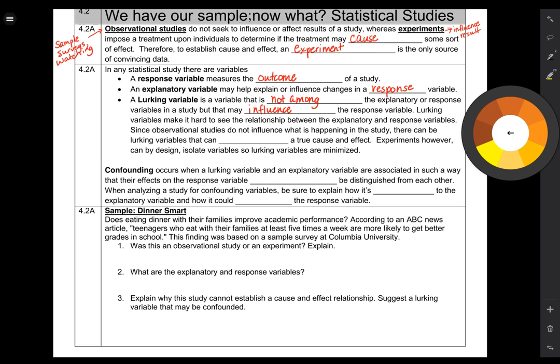Since observational studies do not influence what is happening in the study, there can be lurking variables that can mask a true cause and effect. Experiments, however, by design, isolate variables so lurking variables are minimized. Lurking variables are never really eliminated, and the whole goal is to make sure that their effects are minimized.